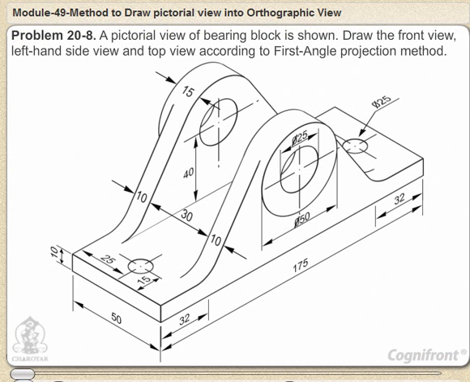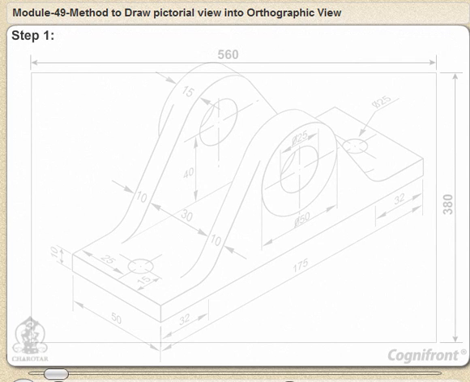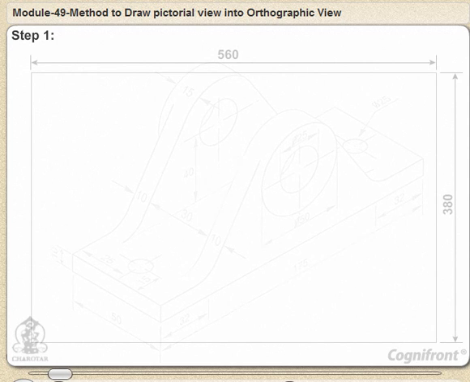Problem 20.8. A pictorial view of bearing block is shown in the figure. Draw the front view, left-hand side view and top view according to the first angle projection method. The procedure of preparing the orthographic views is illustrated in the following steps.